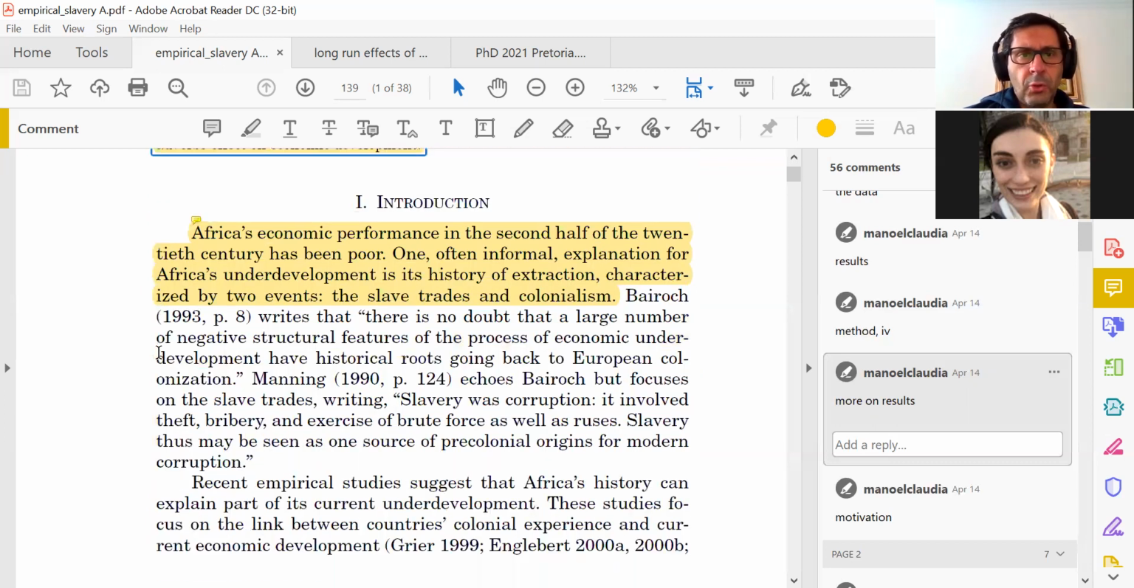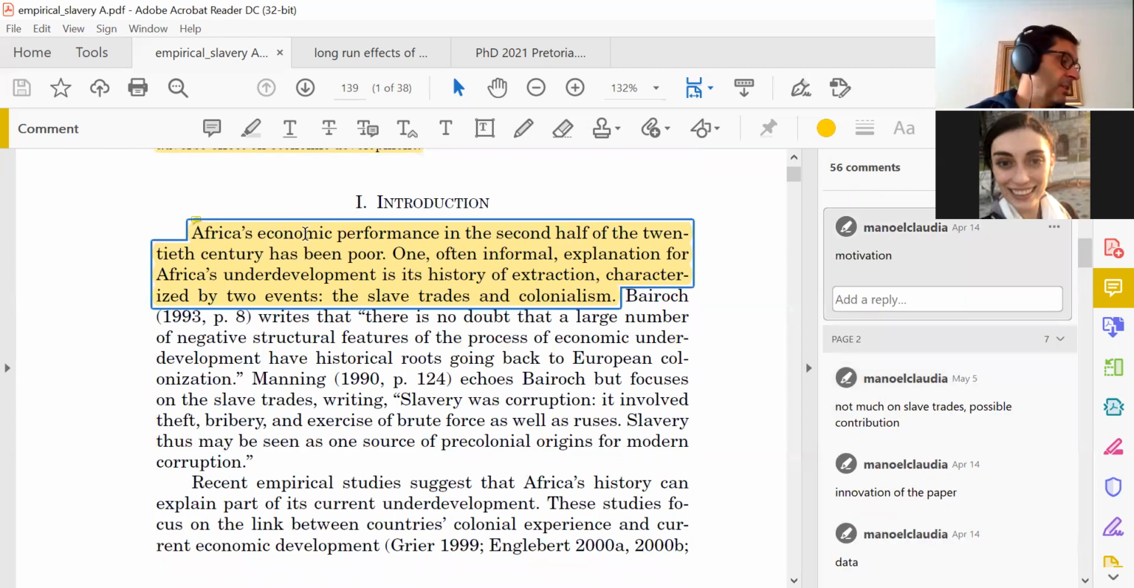Let's go straight to the introduction. In the first sentence of the introduction, he starts by motivating the paper, or motivating the subject. Africa's economic performance in the second half of the 20th century has been poor, right? One often informal explanation for Africa's underdevelopment is its history of extraction, characterized by two events: the slave trades and colonialism. He's saying that's an informal research question, and he's going to formalize it now. And he's going to talk about the slave trades, right?